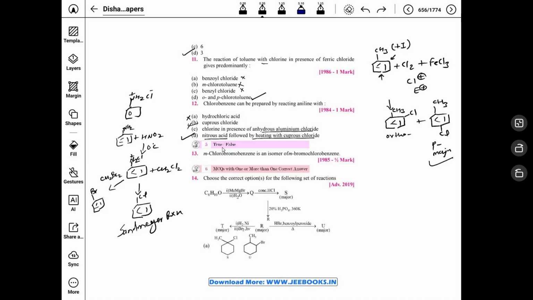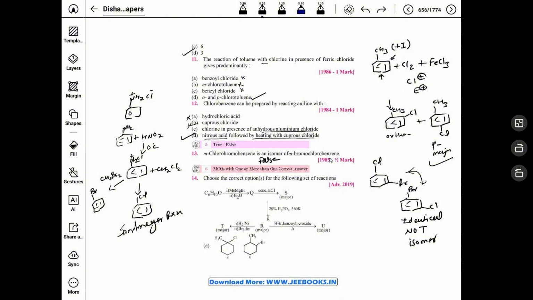Okay, now true or false. So in question number 13, metachlorobenzene is an isomer of metabromochlorobenzene. So let's draw this structure first. So this is chloro and this is the bromo, and in this second case if you put first bromo and then chloro, so if you see these molecules are identical, so they are not isomers, and hence it is a false statement.